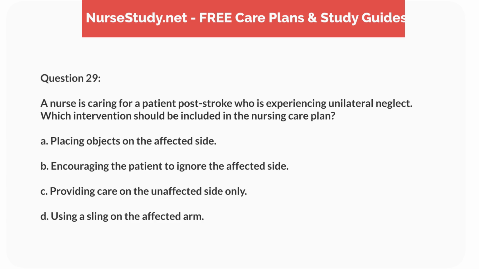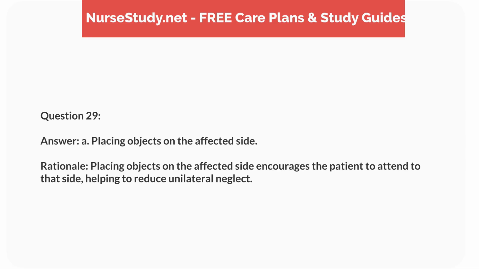Question 29. A nurse is caring for a patient post-stroke who is experiencing unilateral neglect. Which intervention should be included in the nursing care plan? A. Placing objects on the affected side. B. Encouraging the patient to ignore the affected side. C. Providing care on the unaffected side only. D. Using a sling on the affected arm. Answer: A. Placing objects on the affected side. Rationale: placing objects on the affected side encourages the patient to attend to that side, helping to reduce unilateral neglect.